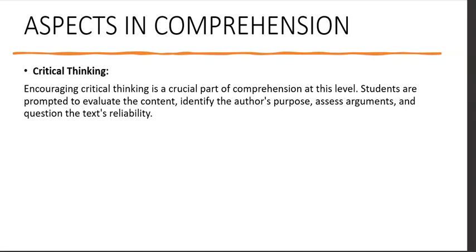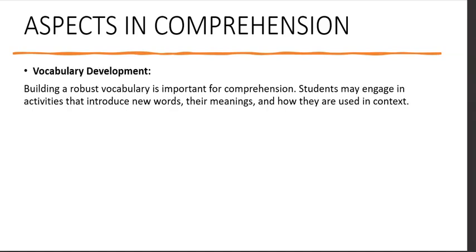You read and think critically. Why is the author trying to pass on this information? Do some research and even try to find out why the author wrote such a book. This is what we call critical thinking, and that is also an aspect of comprehension. Then the other aspect is vocabulary development. Building a robust vocabulary is important for comprehension. Students may engage in activities that introduce new words, their meanings, and how they are used in context.